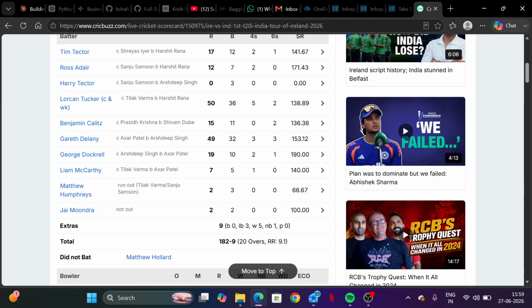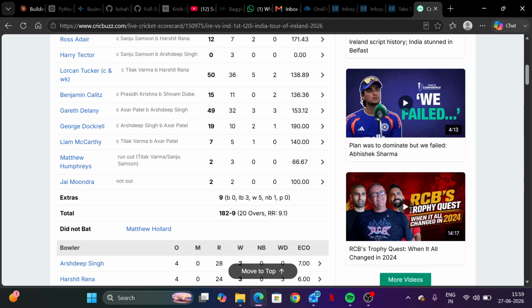Then there is a player called Gareth Delaney, who also scored a handy 49 runs off 32 balls with a healthy strike rate of 153.12. And according to me, his runs were the match turning point from their point of view, as it completely changed the momentum from the Indian cricket team to Ireland. India bowled 9 extras, which is pretty decent. It's not an issue.